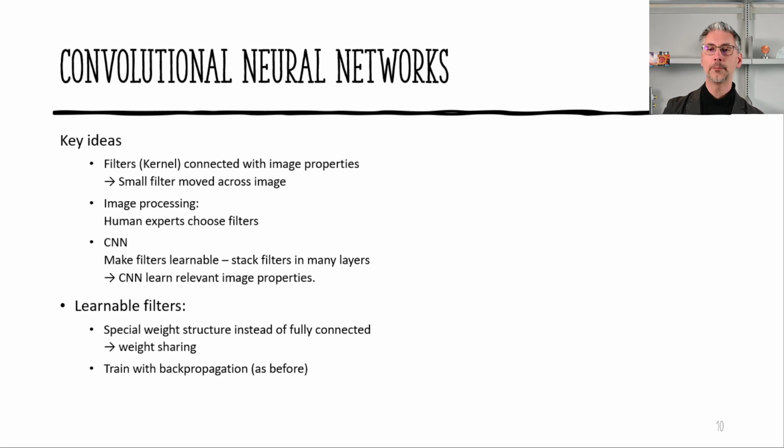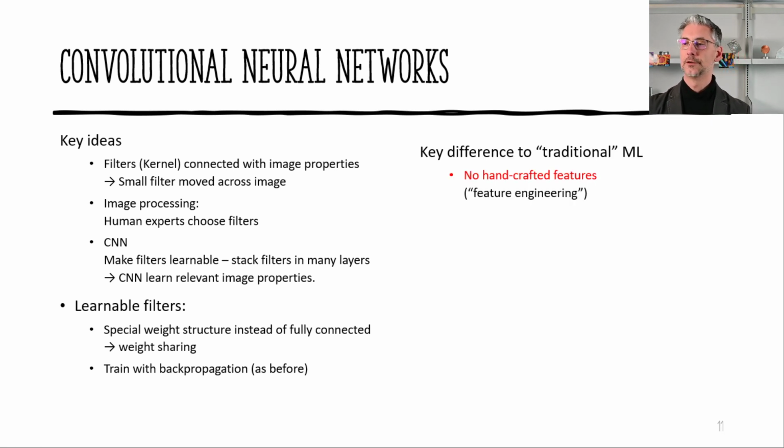And if you have a number of these layers, the idea is that you learn small objects like lines and edges and corners, and then as you have a lot of these convolutional neural network layers, you learn more complex relationships. So how do we define these learnable filters? That is essentially done by having a very special weight structure instead of fully connected neural networks, and this is called weight sharing. Because essentially what we do is make specific neurons relate to each other by these weights, we can train it with backpropagation as before, so we don't need to invent a new training method as such. The key difference to traditional machine learning is that we don't have handcrafted features or feature engineering, but we use part of the network to learn these features.